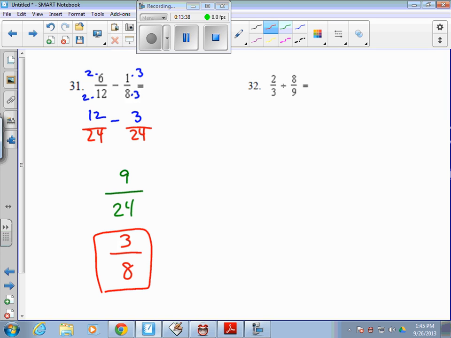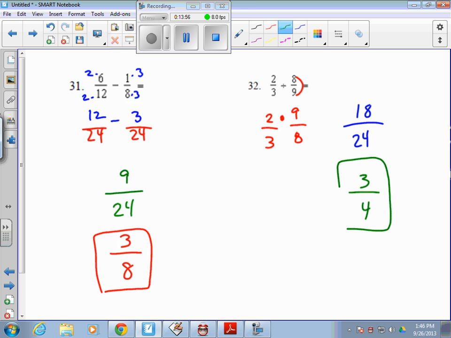This one's division. You don't have to have a common denominator, but you do need to change it to multiplication and use the reciprocal, 9 over 8. So 2/3 times 9 over 8, multiply straight across. 2 times 9 is 18. 3 times 8 is 24. The number 6 goes into both. 6 times 3 is 18, and 6 times 4 is 24.